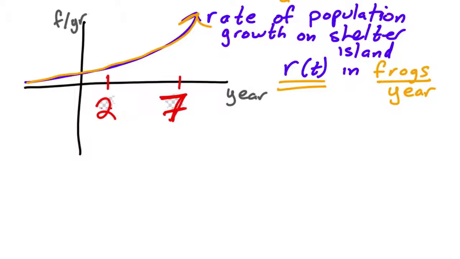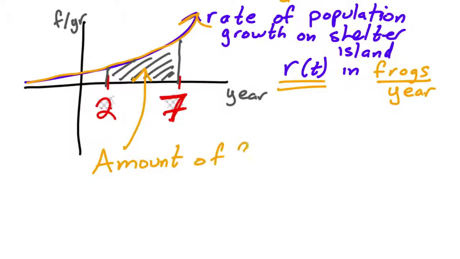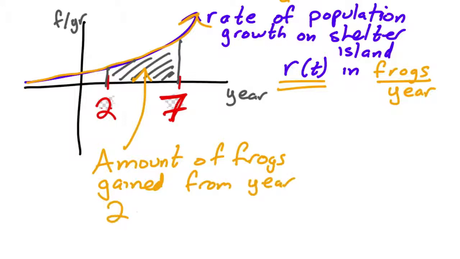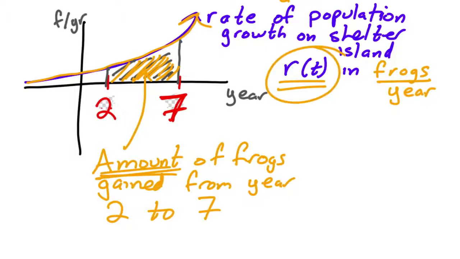Okay, so if you find the area underneath the curve, what this basically tells you is the amount of frogs gained from year 2 to 7. So this is basically counting the amount of whatever this rate explains. So in this case, it's frogs, but this can be really anything.